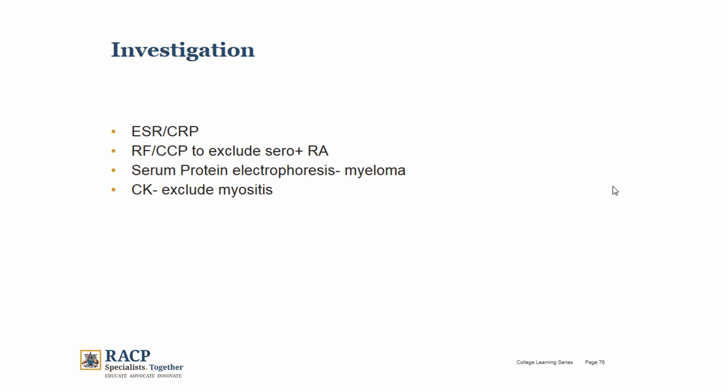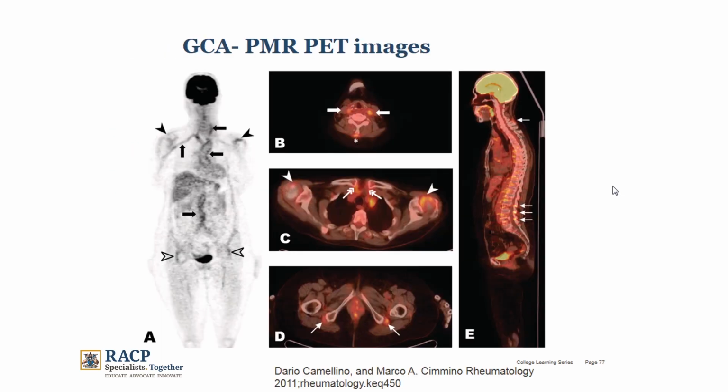The investigations we usually do include ESR and CRP. We would like to exclude seropositive rheumatoid arthritis by doing rheumatoid factor and CCP. Protein electrophoresis and muscle enzymes are important to do as well. PET scans can be useful in those patients where the diagnosis is unclear, particularly helpful in ruling out other causes. This can show increased uptake in the interspinous bursa, as well as in the subacromial bursa and around the ischial tuberosities.